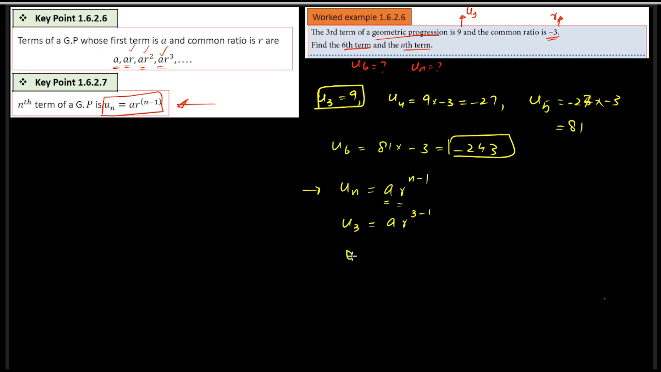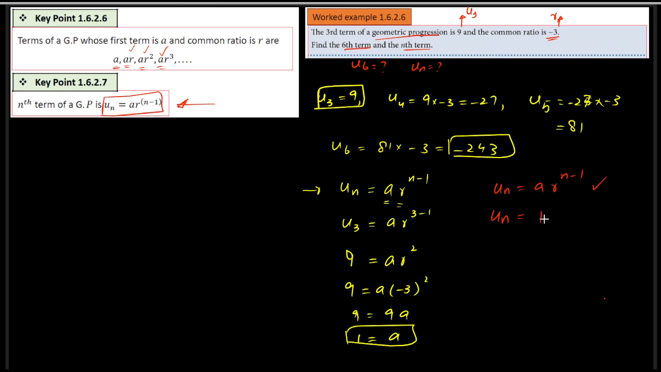u3 is 9, so 9 equals AR square. Also R is -3, so 9 is equal to A times (-3) square. 9 equals 9A. 9 over 9 is 1, so A is equal to 1. So the first term is 1 and the ratio is -3. Now we can find the nth term of this progression. The nth term will be un equals AR power n minus 1, with the formula given in the formula sheet. un is required, A is 1, R is -3, raised to the power n minus 1. So the nth term of this progression is (-3) raised to the power n minus 1.